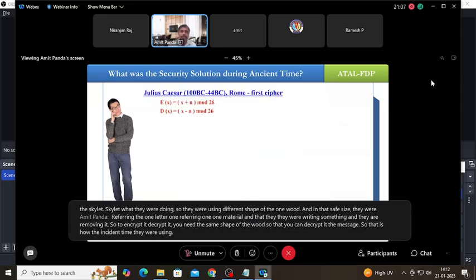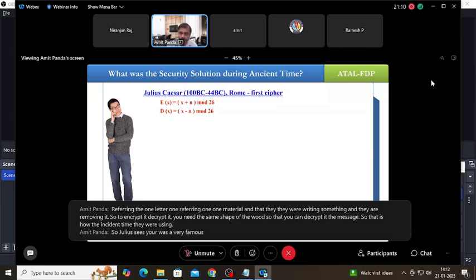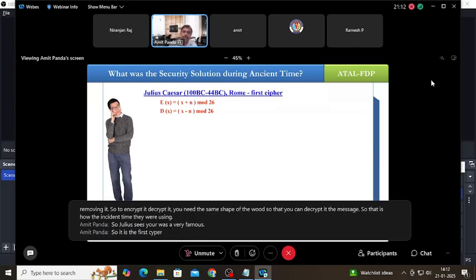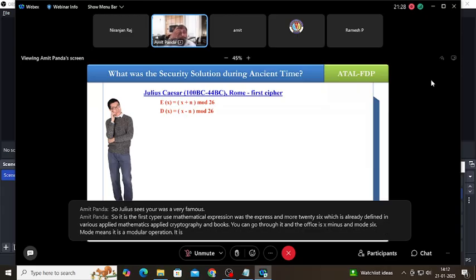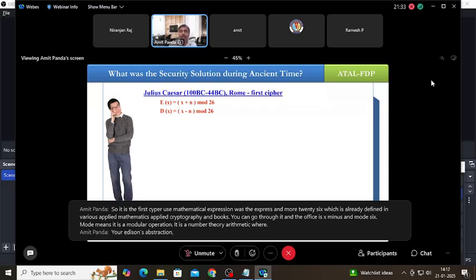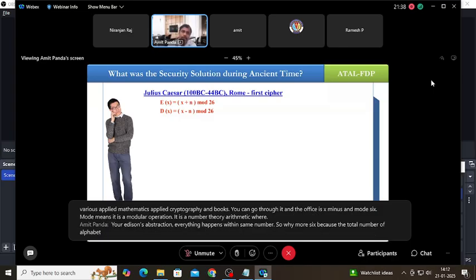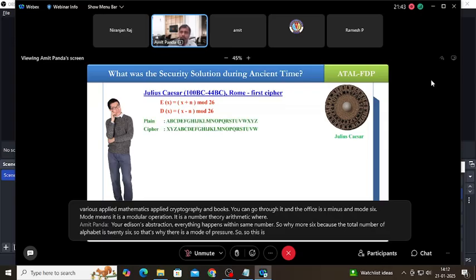Julius Caesar was very famous; his is the first cipher used. The mathematical expression is E(x) = (x + n) mod 26, which is already defined in various applied mathematics and applied cryptography books; you can go through it. And D(x) = (x - n) mod 26. Mod means it is a modular operation. It is number theory arithmetic where addition, subtraction, everything happens within the same number. Why mod 26? Because the total number of letters in the alphabet is 26. That's why there is a mod operation. This is how they were using the Caesar cipher.